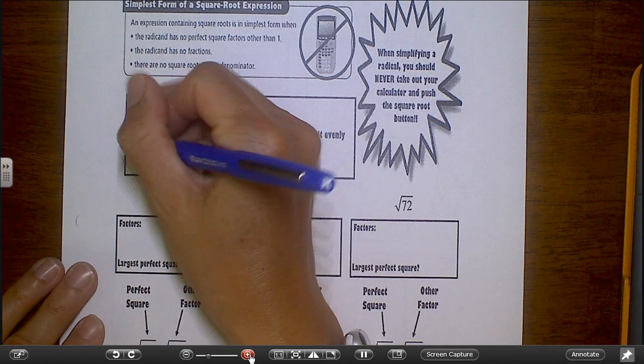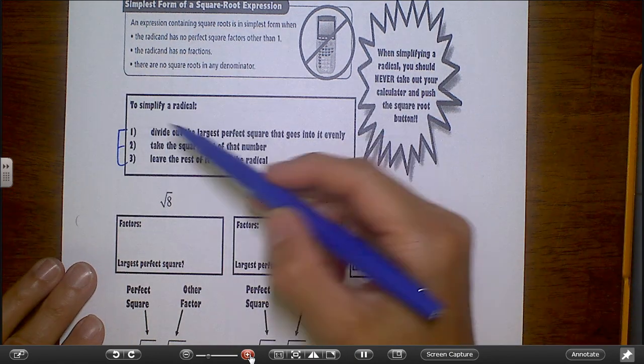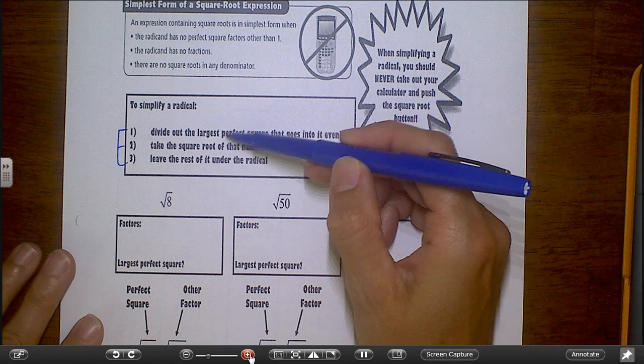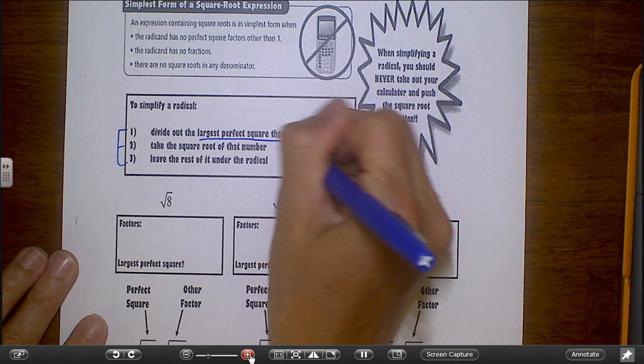So we have our steps here, and I kind of just did this on the other page, but to simplify a radical, first you divide out the largest perfect square that goes into it evenly.